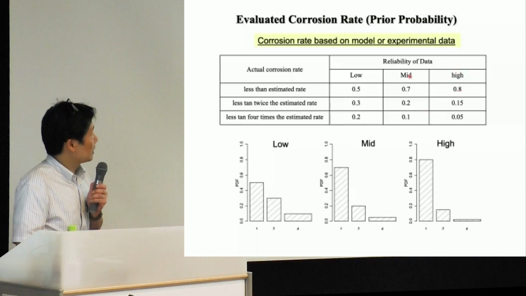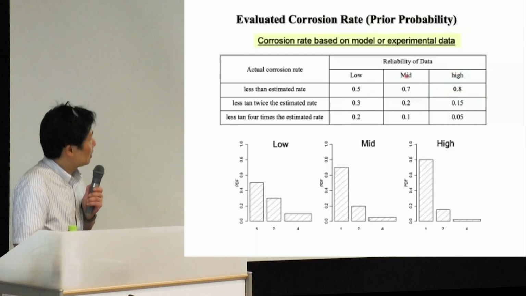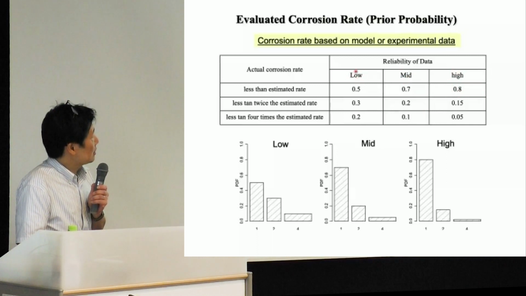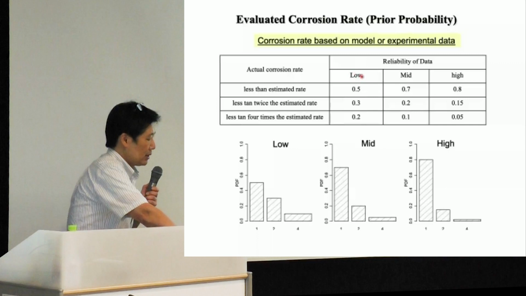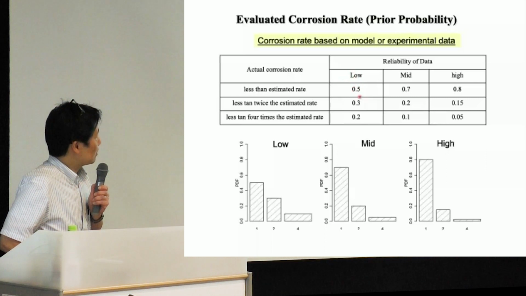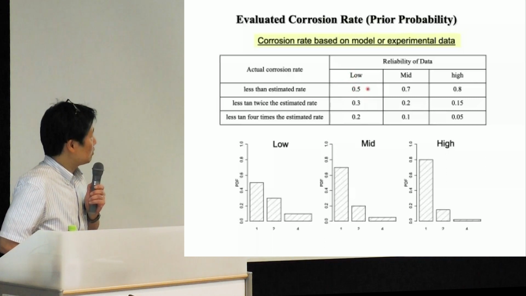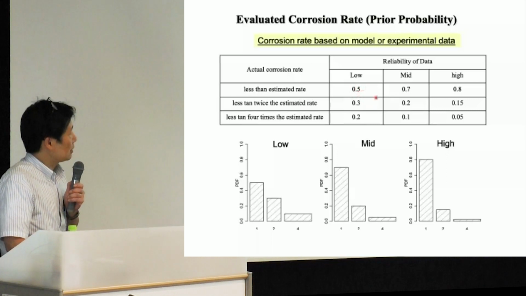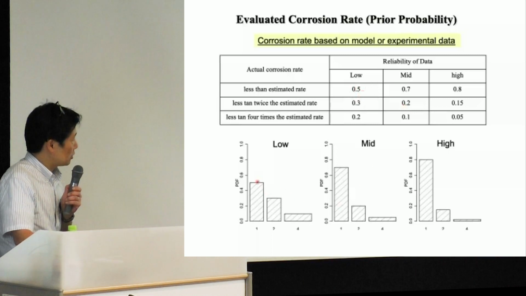But if the data is based on laboratory data or some other data, in this case, we set middle. And if the data is from, for example, some other literature, we categorize this data into low. In this case, the probability of correct prediction is 0.5. In that way, we can determine the prior distribution.